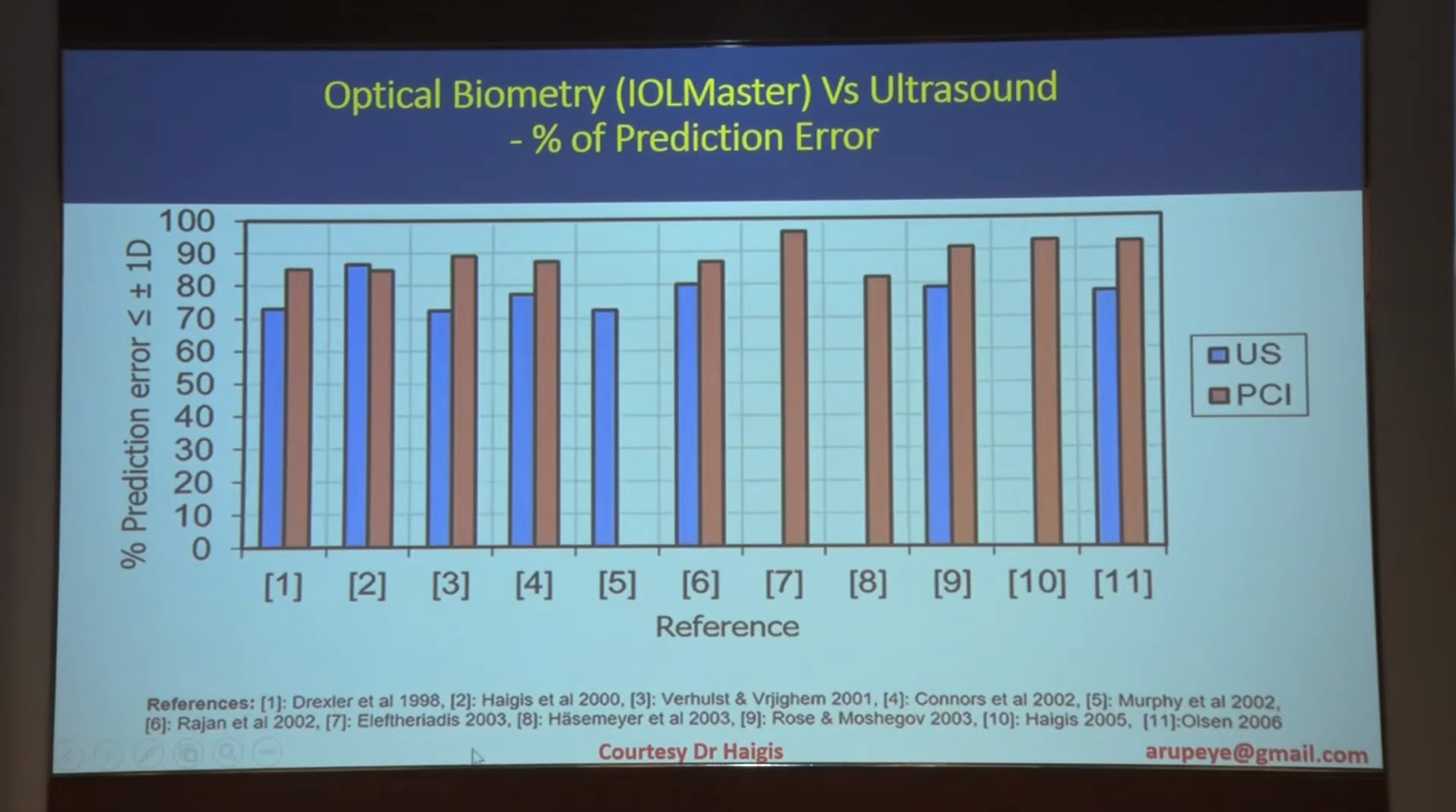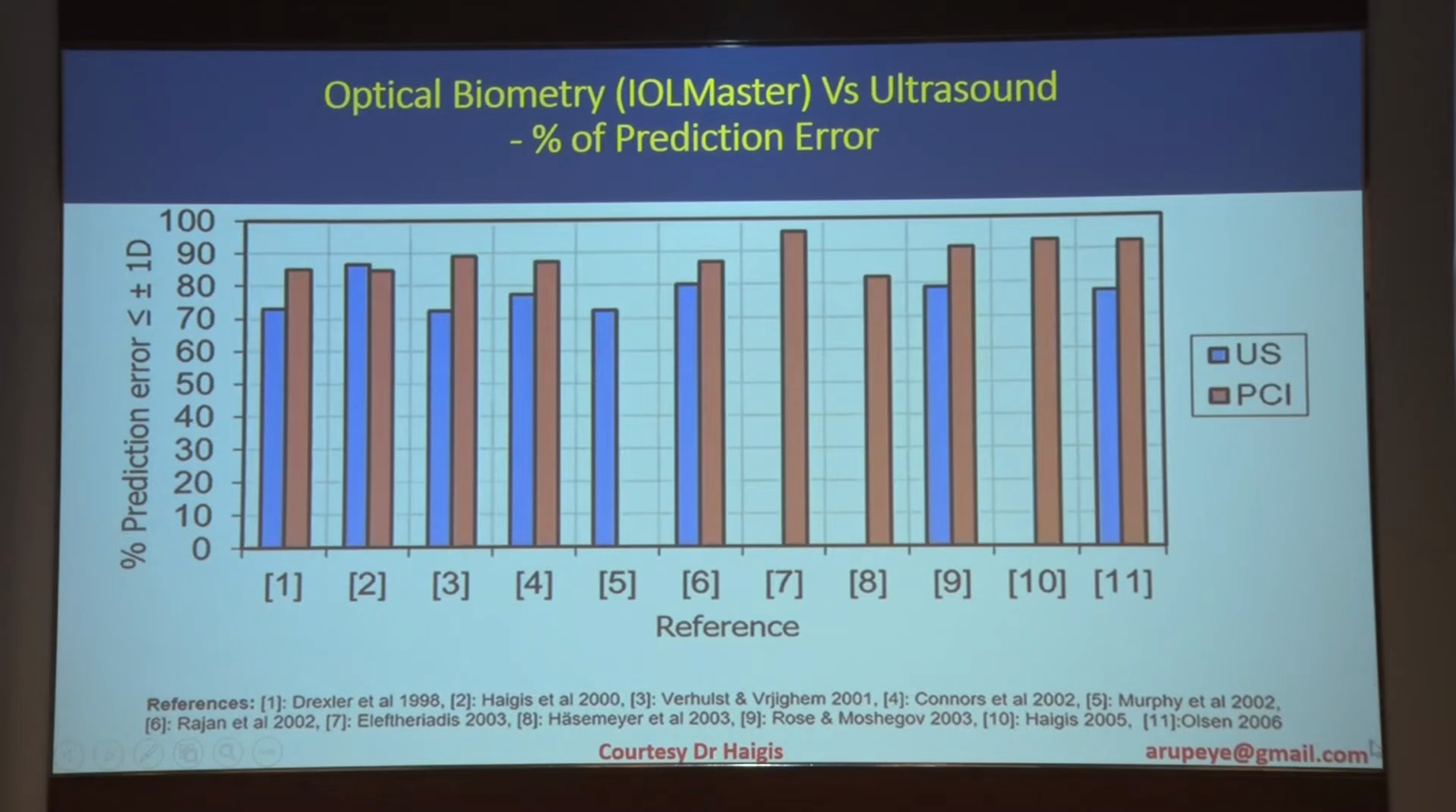This is courtesy Dr. Wolfgang Haigis. He was a mathematician, he's not an ophthalmologist. So these 11 publications clearly show the red bars that you see are IOL Master 500, optical biometry. So accuracy level was much higher compared to when immersion biometry was done.